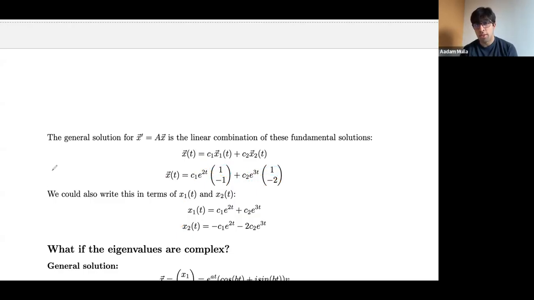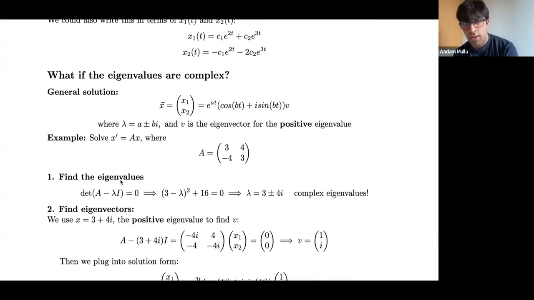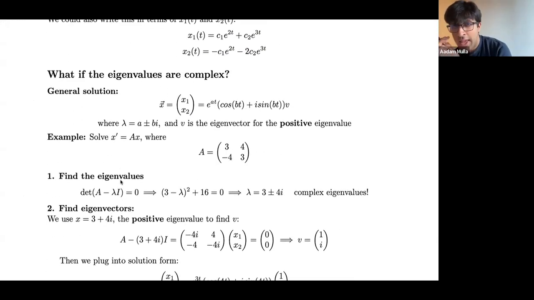By the way, if you have 3x3 matrices, it's not going to be any different. If A is a 3x3, it's going to be the same thing. x, which is x1, x2, x3, is going to be c1 e^(lambda1 t) times v, where v is going to be three-dimensional, plus c2, and so on. So it just extends to as many dimensions as you need. Okay, what if the eigenvalues are complex? Then we take this solution.